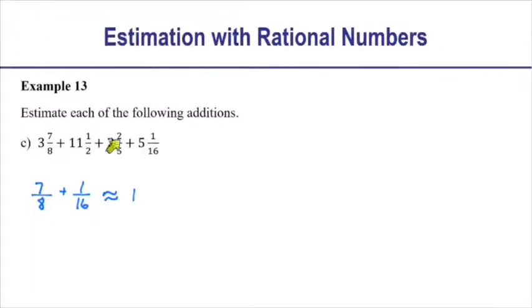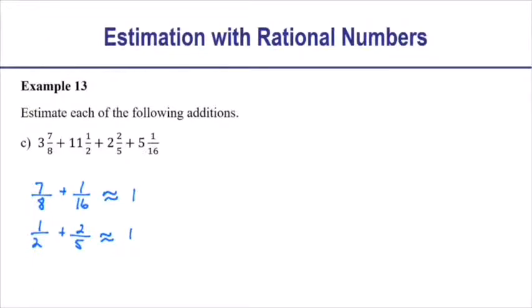And then here we have 2/5, which is just shy of a half, and here we have a half. So this 1/2 and this 2/5 can go together and make something that's a little short of 1. And the wavy equal mark means that we are estimating, we're not getting exact answers. Of course, if I put a straight equal mark, I would be saying 7/8 plus 1/16 is the same as 1, and that's not true. So I just put the wavy equal mark to show that we're estimating.